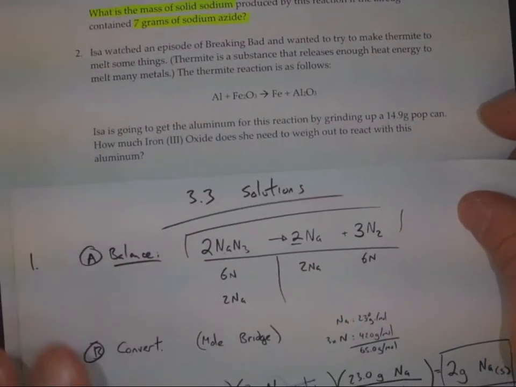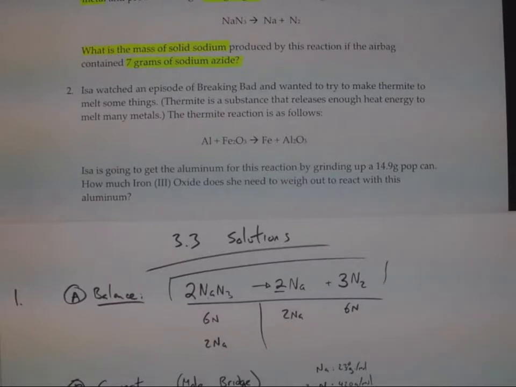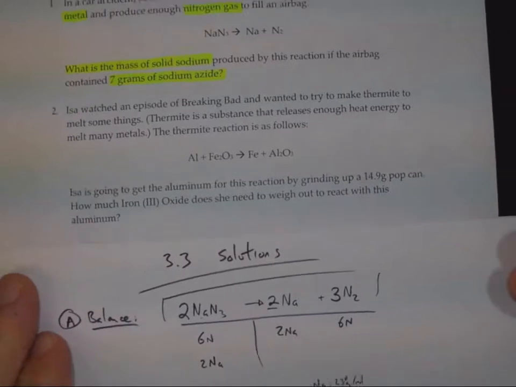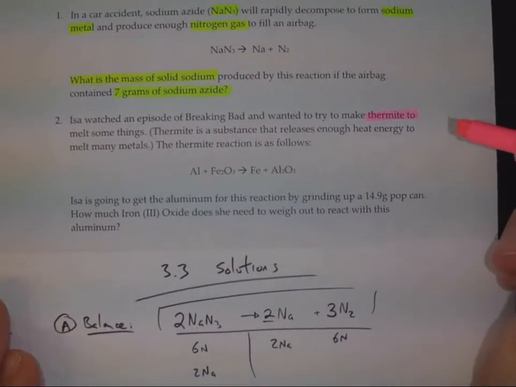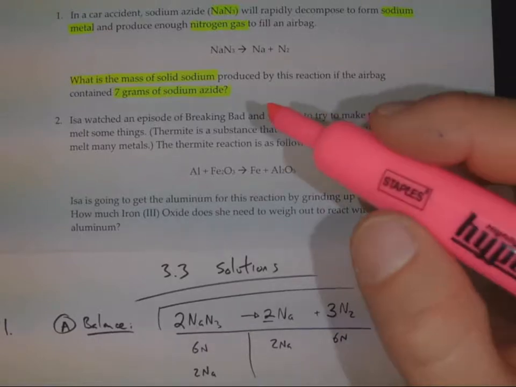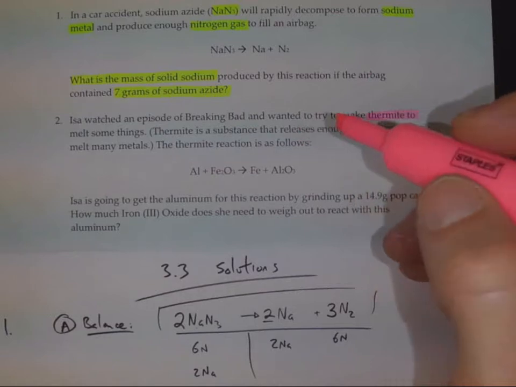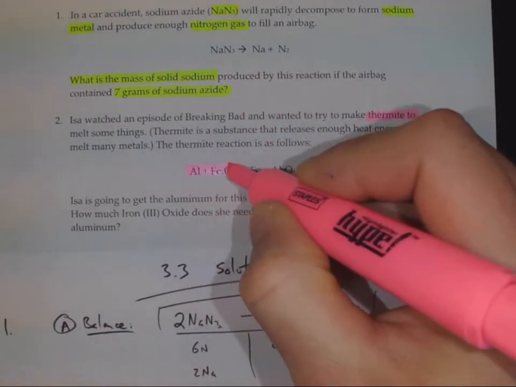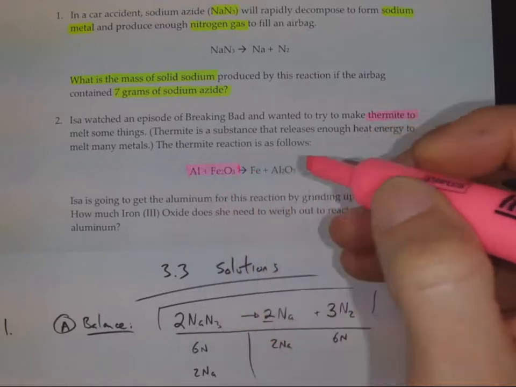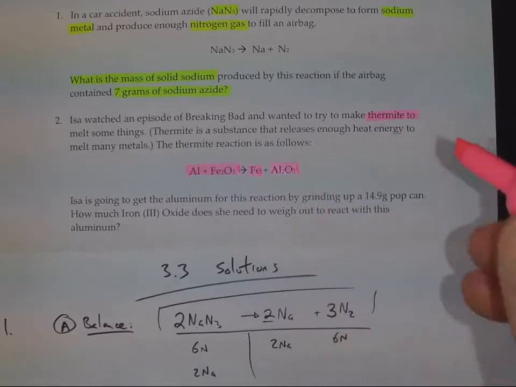Question 2. All right. So question 2 talks about Issa, and it says that she watched an episode of Breaking Bad. She wanted to make thermite, a very exothermic reaction to melt some things. It says thermite is a substance that releases enough energy to melt many metals, and the reaction is as follows. We get some aluminum, we mix it with iron 3 oxide, and we make solid metal and aluminum oxide.